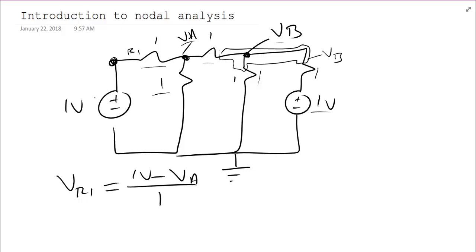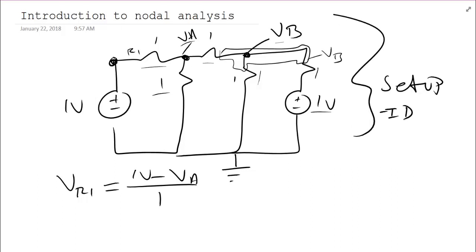Now that we've set up our circuit, this would be called the setup step. It involves identifying the voltages and currents. But we're not done yet. What we need to do is actually find what they are. What I very strongly recommend that you do is try to find an expression for the current through every single component first, and then combine them using KCL. I'll demonstrate what I mean.